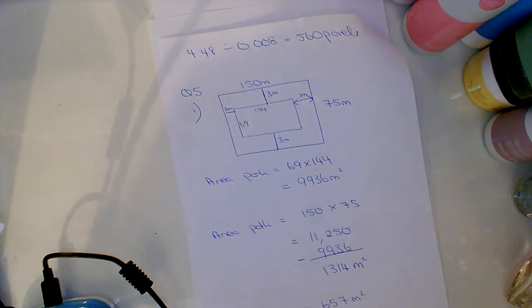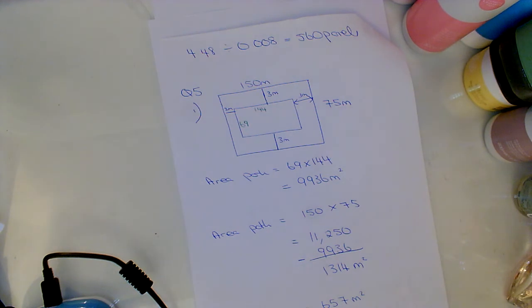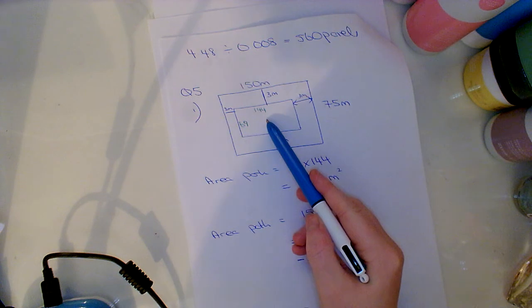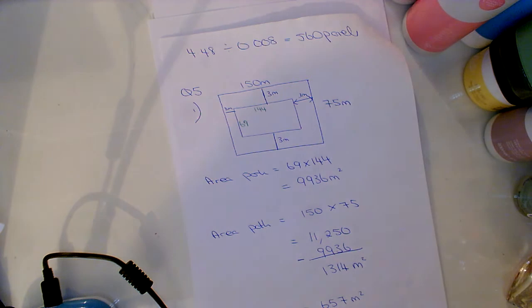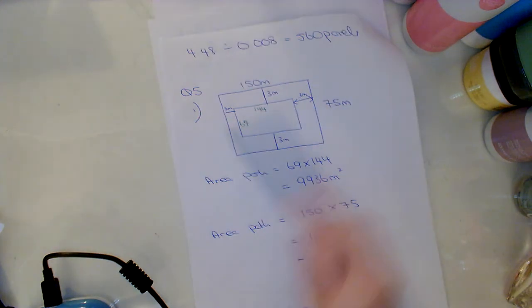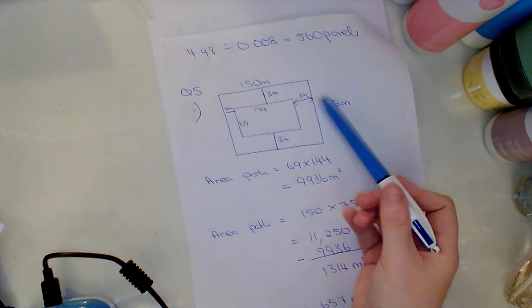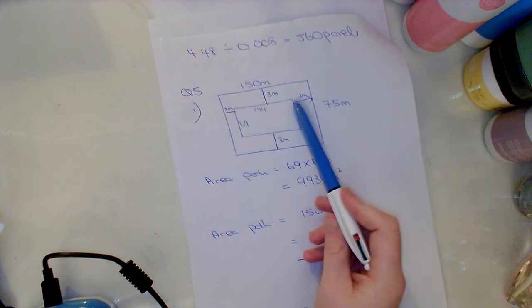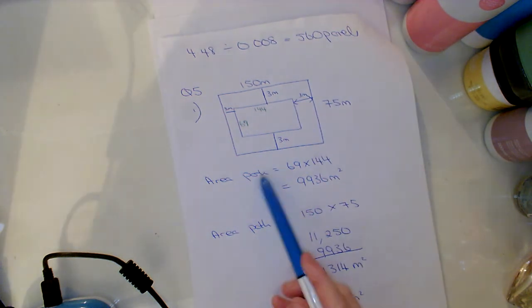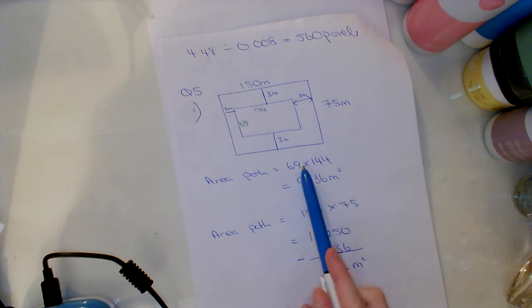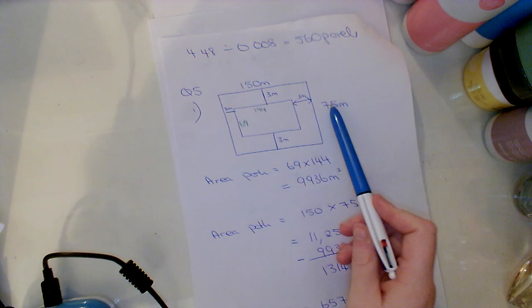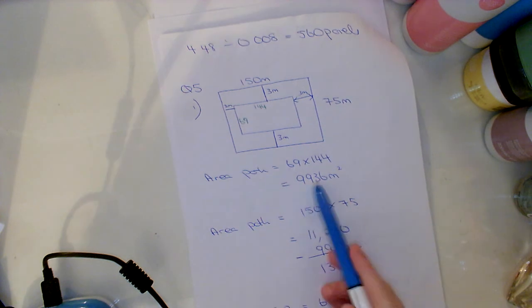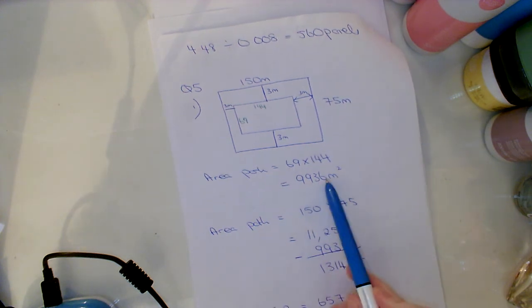Okay, question 5 then. I'm told there is a path 3 metres wide around a small park as shown, and I'm asked to find the area of the park, that's my inside here, then the area of the path, my outside here, and then the cost of replacing the path. This side was 150, this side is 75. I take away 6 at either side because this is 3 metres and this is 3 metres. So the area of my park is 69 multiplied by 144, so 150 take away 6 is 144, 75 take away 6 is 69, and I get the area of my park is 9,936 metres squared.